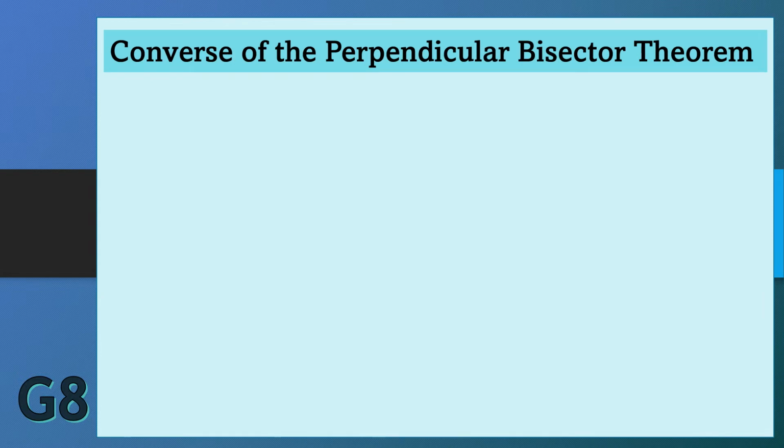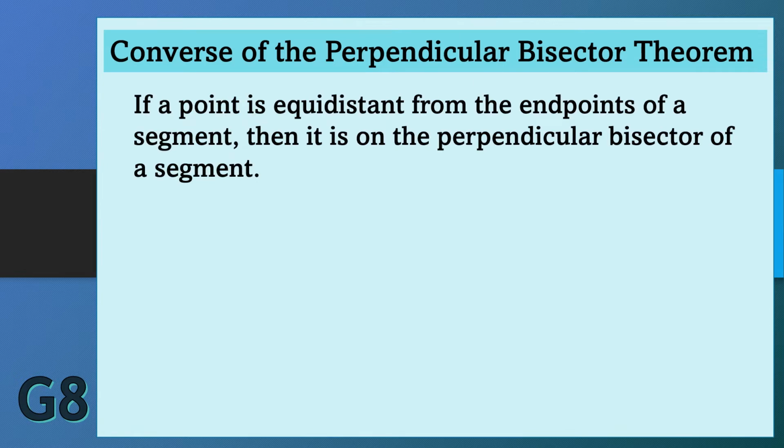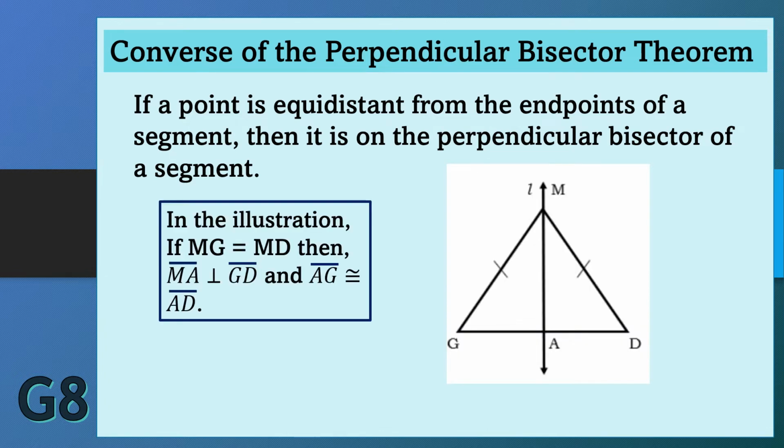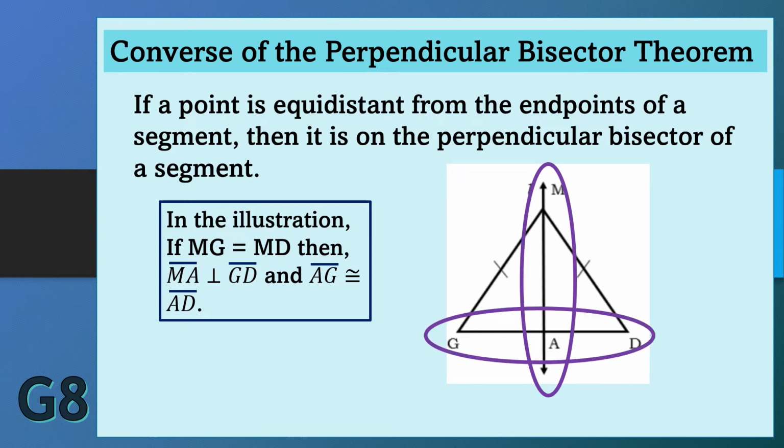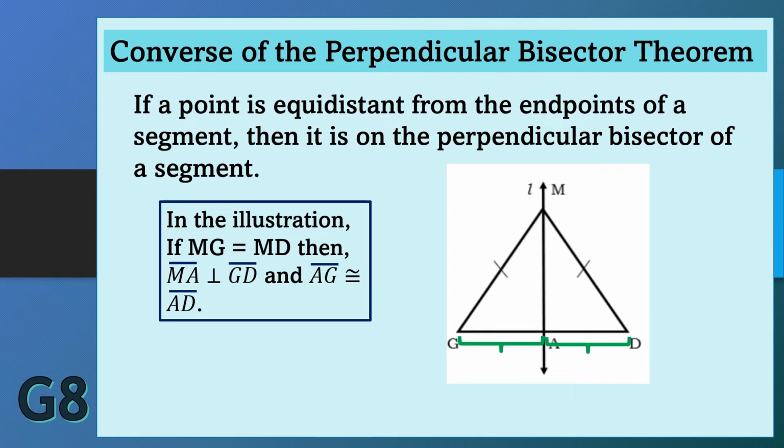Next, we have the converse of a perpendicular bisector theorem. It says that if a point is equidistant from the endpoints of a segment, then it is on the perpendicular bisector of a segment. Look at again this figure. In the illustration, if line segment MG is equal to line segment MD, then line segment MA is perpendicular to line segment GD, and line segment AG is congruent to line segment AD.